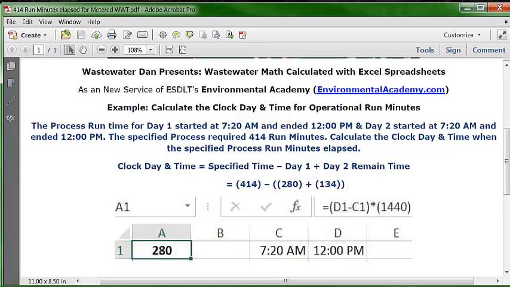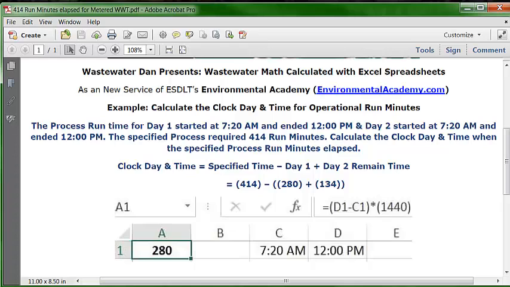We have to consider how Excel treats time. It considers one full day as one unit, and it just accumulates day after day after day within its program. So if we subtract the two times, we're going to have something less than 1, a decimal equivalent. And so we want to take that result and multiply it by the number of minutes in the day, which is 1440, and that's going to tell us how many minutes are in those time differences.